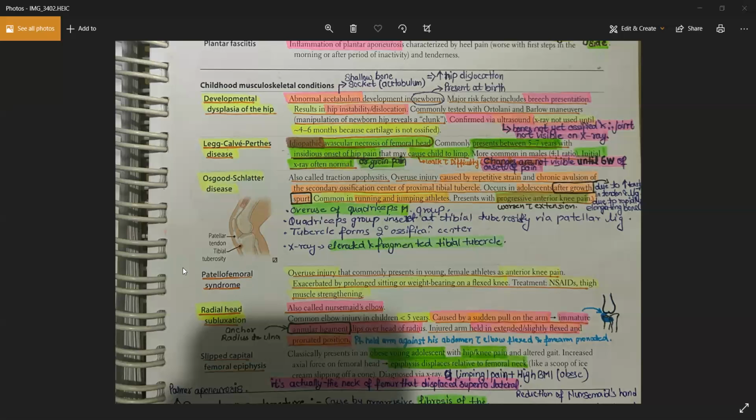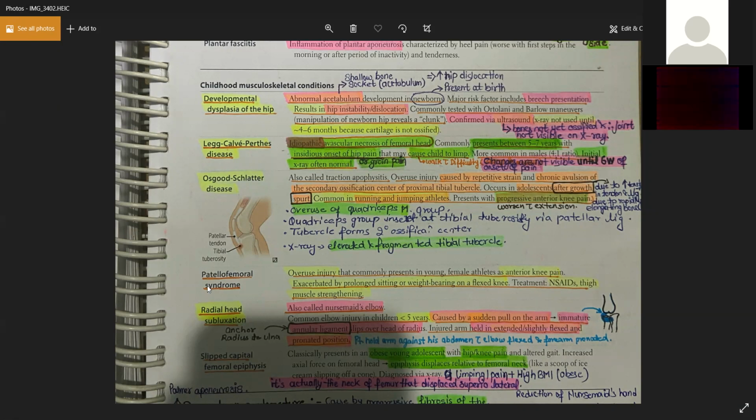Then patellofemoral syndrome, which is seen only in females, right? It generally presents with pain, okay, and that occurs with knee flexion.